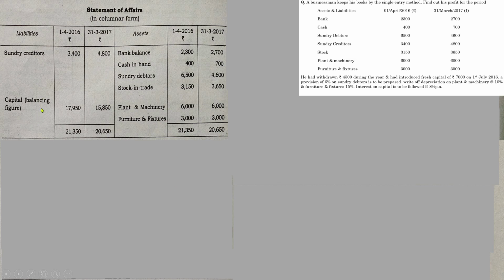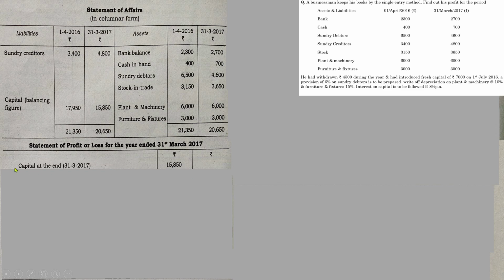Once you identify the opening and closing capital balances, next you need to prepare the statement of profit or loss for the year ended 31st March 2017. It is almost similar to the method which we have learned previously. The same method is followed here also. We will begin with closing capital, that is capital at the end, 31/3/2017. The amount was 15,850.